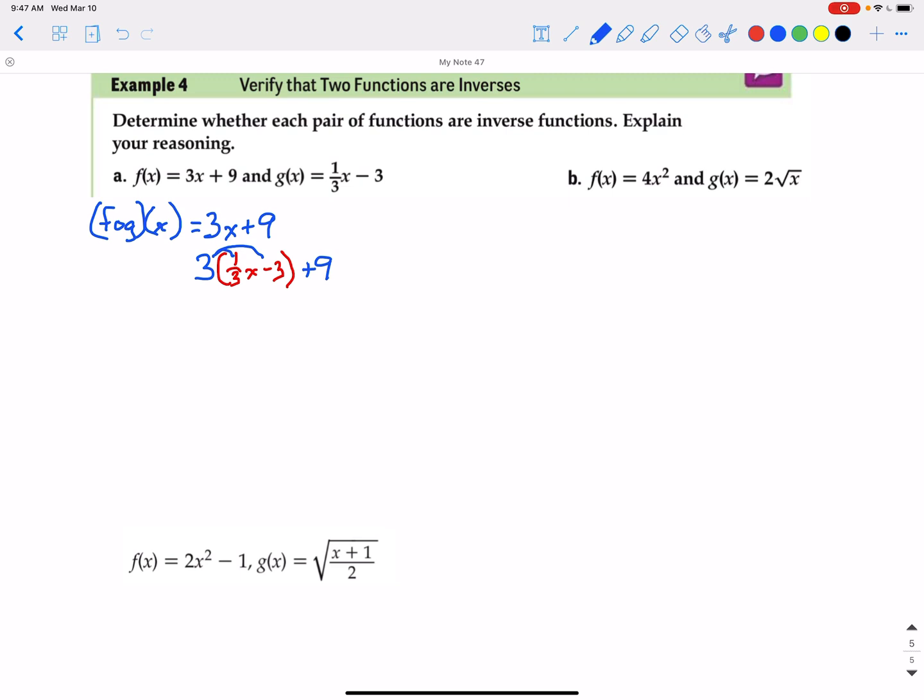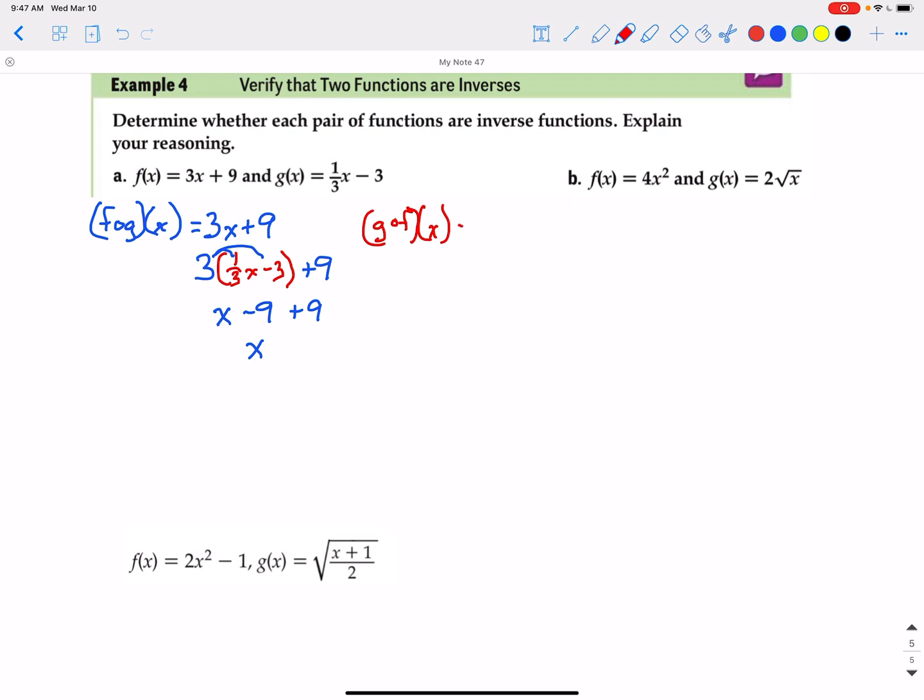so we do a distributive property. So 3 times 1/3 x is just 1x, or x. 3 times -3 is -9, and then plus 9, that's hanging on the outside of the parentheses. And x minus 9 plus 9 equals just x. So we have shown that f of g does equal just x. But that's not good enough, because we should also show that g of f equals x as well, because it is possible that it works one way but not the other way.